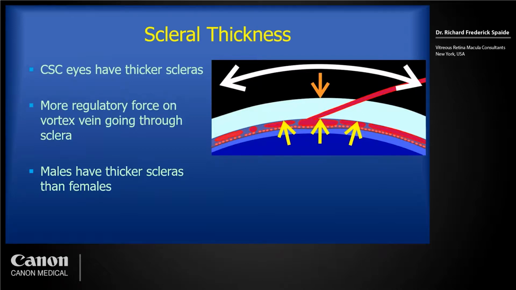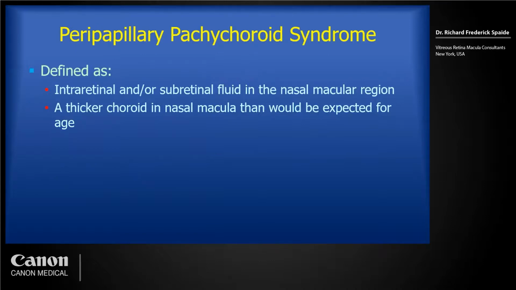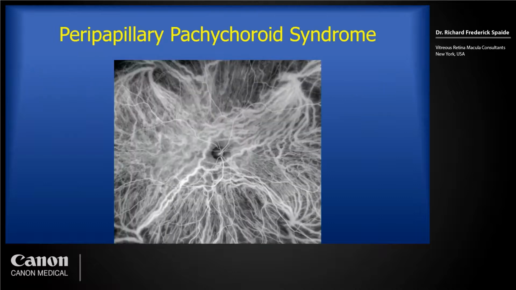Peripapillary pachychoroid syndrome is defined as intra-subretinal fluid in the nasal macular region associated with a thicker choroid in the nasal macula than you would expect for that person's age. Lots of stuff could fulfill this definition, but I think what they were talking about was this.